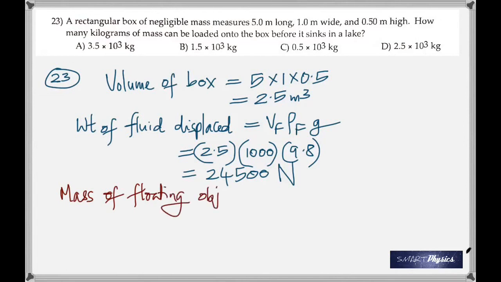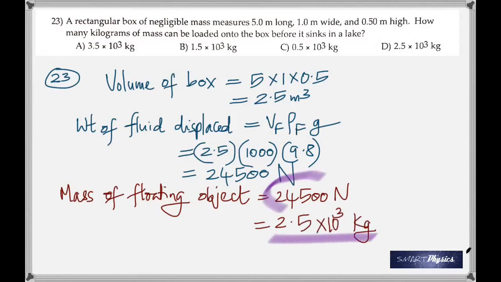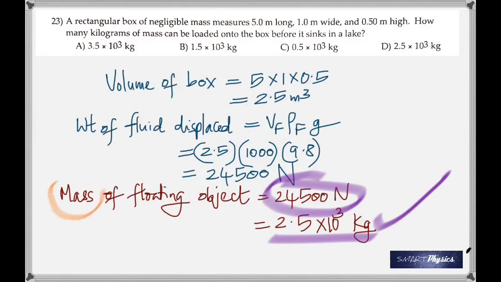Now, remember that if it should float, the mass of the floating object should be equal to the mass of liquid displaced. Or the weight of the floating object is equal to the weight of liquid displaced. That's actually the weight of the floating object. So I need to tell you that this is the weight of the floating object, and to get the mass you have to divide it by 9.8. Okay.